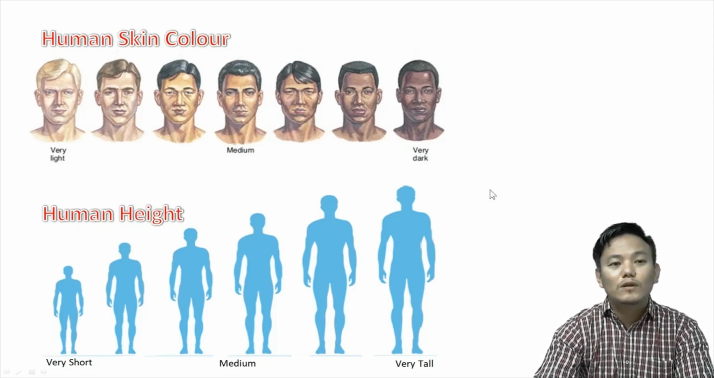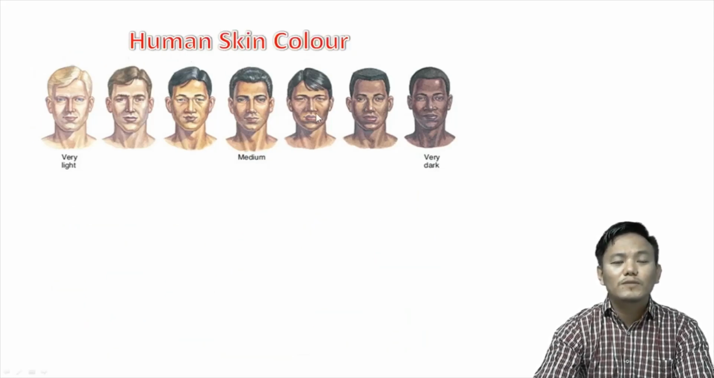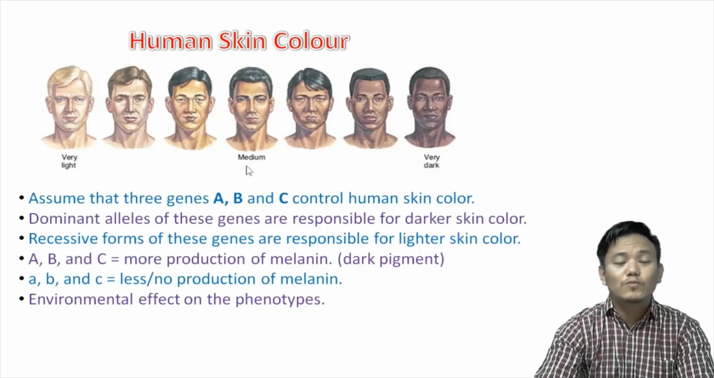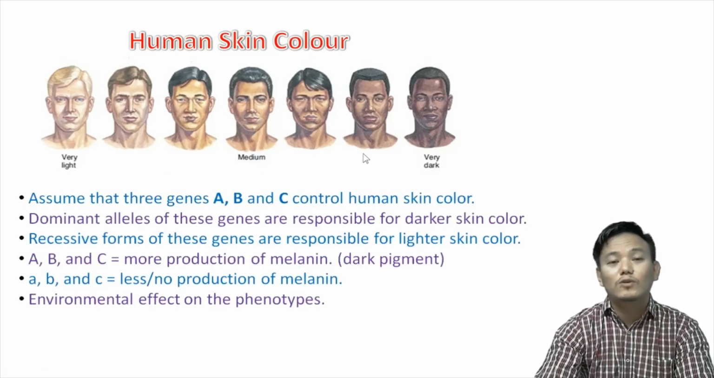So why does human skin color show such variations? Human skin color is an example of polygenic inheritance. There are many genes which control human skin color. In fact, there are more than 3, but in our textbook it is given that let's assume there are 3 genes which are controlling human skin color.